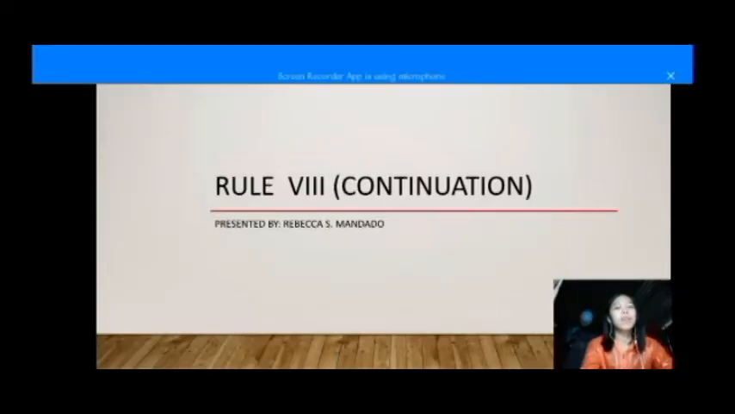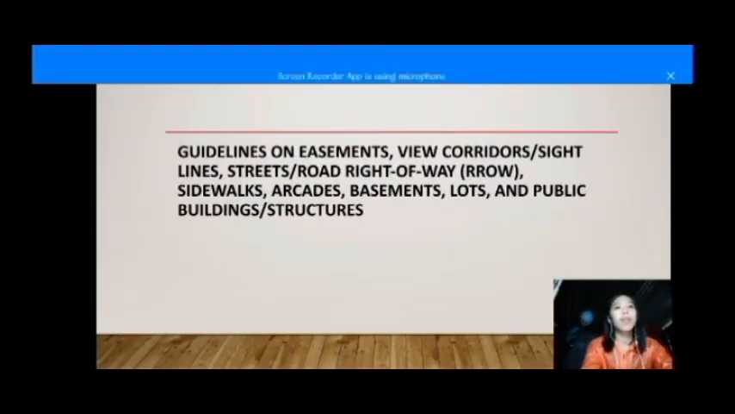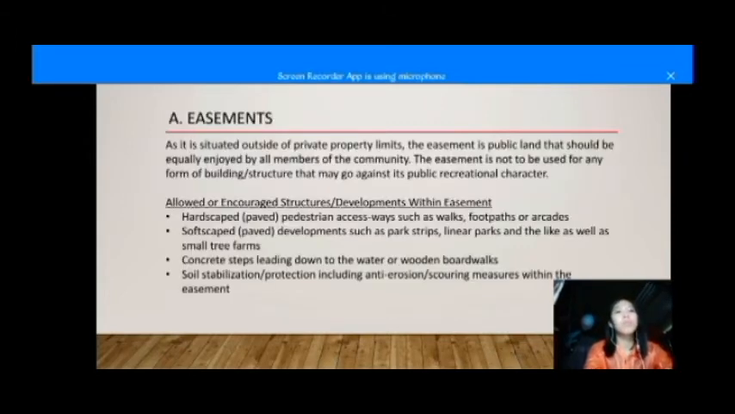Here is the Rule 8 continuation. The guidelines on easements, view corridors or sightlines, streets or road right-of-way (RROW), sidewalks, arcades, basements, lots, and public buildings and structures. For easements, as it is situated outside of private property limits, the easement is public land that should be equally enjoyed by all members of the community.